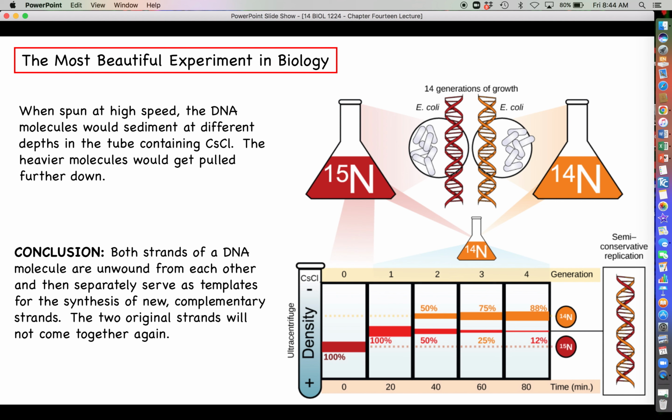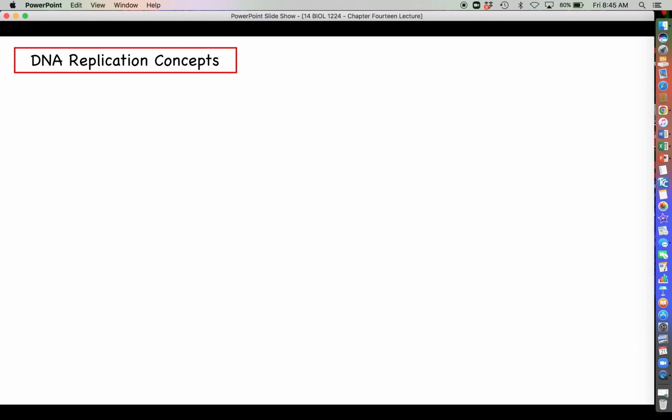So basically our conclusion from this beautiful experiment is that both strands of DNA become unwound from each other during the replication process, and then they separately serve as templates for the synthesis of new complementary strands, and the two original strands will not come together again. So what the semi-conservative model ultimately tells us is that by unwinding the two original strands, the newly synthesized strands will become complementarily base paired to the old original strands.